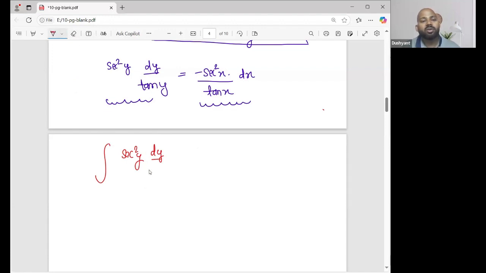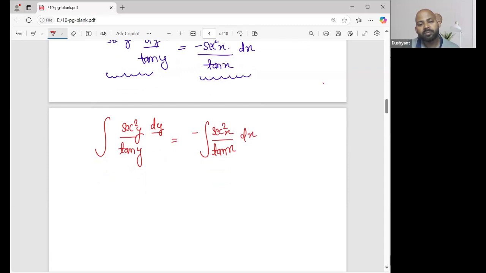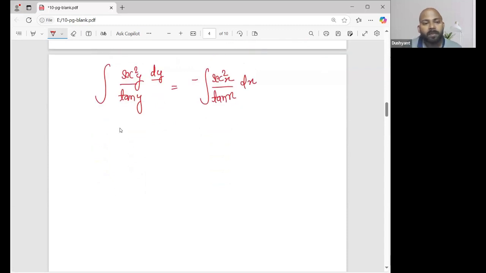So sec square y dy over dx equals, let's take tan y, equals, here again, minus sec square x. Now let's see how to integrate this. We usually let tan y equal t. Differentiate this.